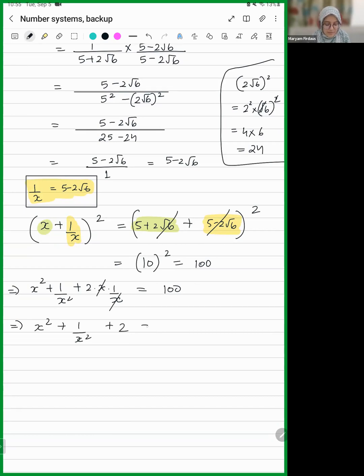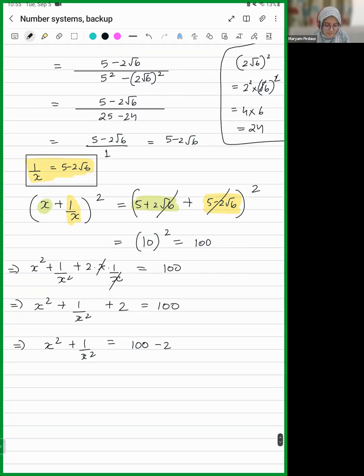So that means x square plus 1 by x square is equal to how much? Yes, we subtract 2 on both sides. So this becomes how much? RHS becomes how much? This is the final answer.